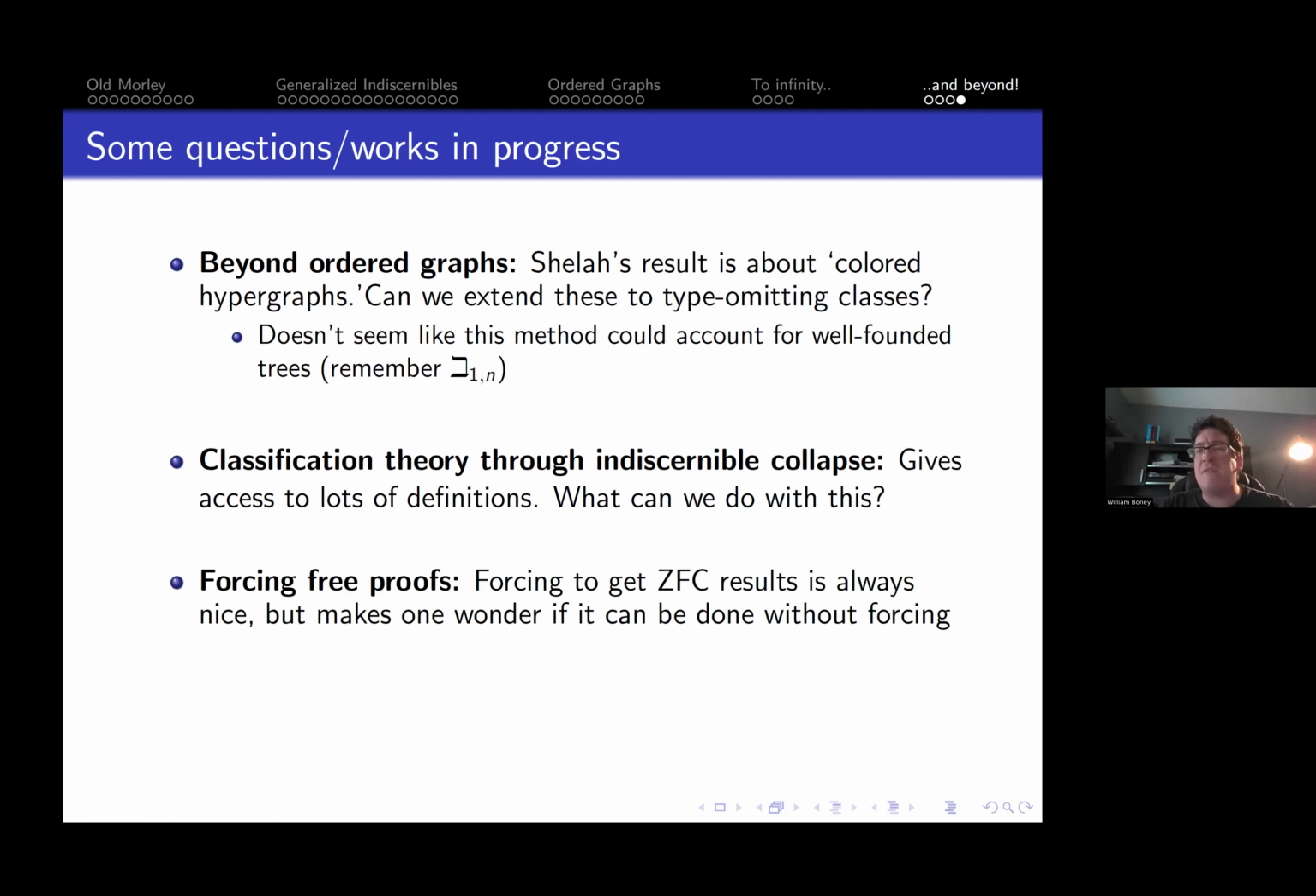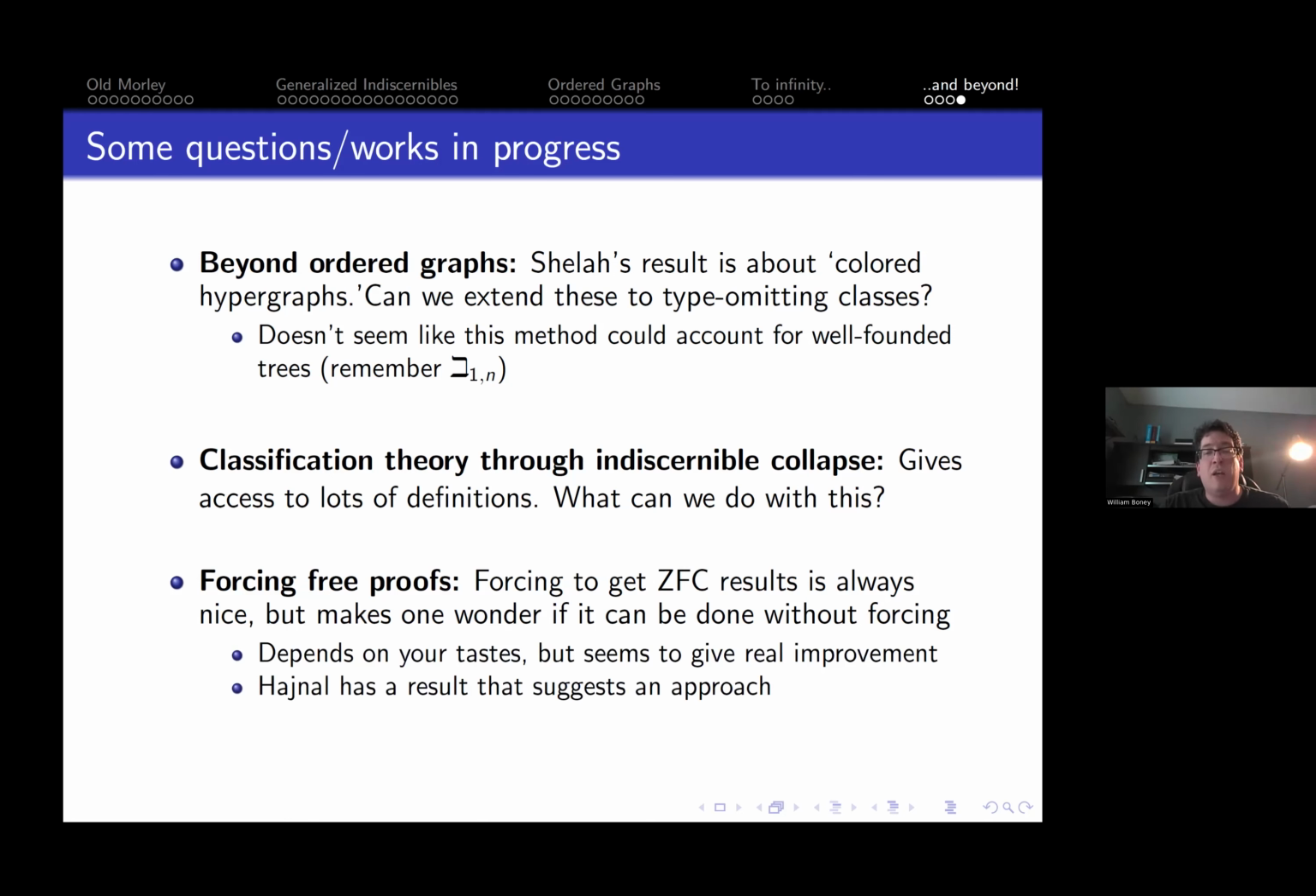And then finally, we have this interesting thing where we do some forcing, but we get a ZFC result. We do forcing to build something in the ground model, which is always kind of weird. And it makes you wonder if you can do this proof without forcing. And there's this interesting result of Heinel that I made passing reference to that suggests an approach, but it's only a suggestion.